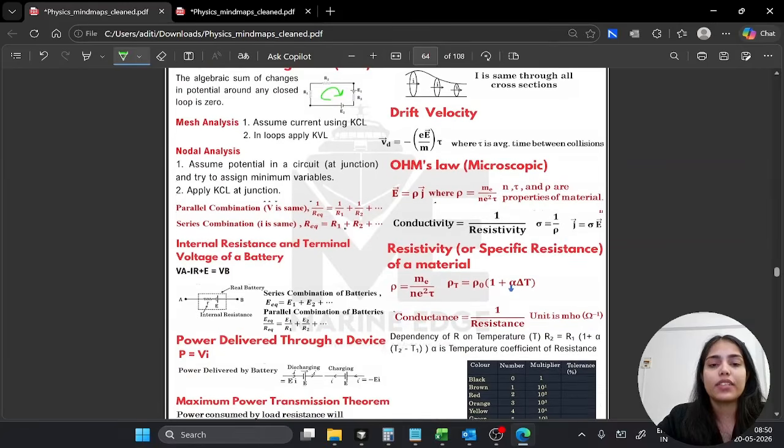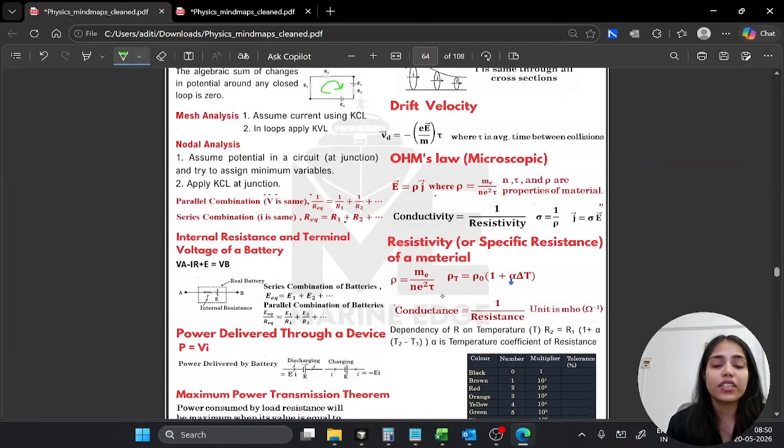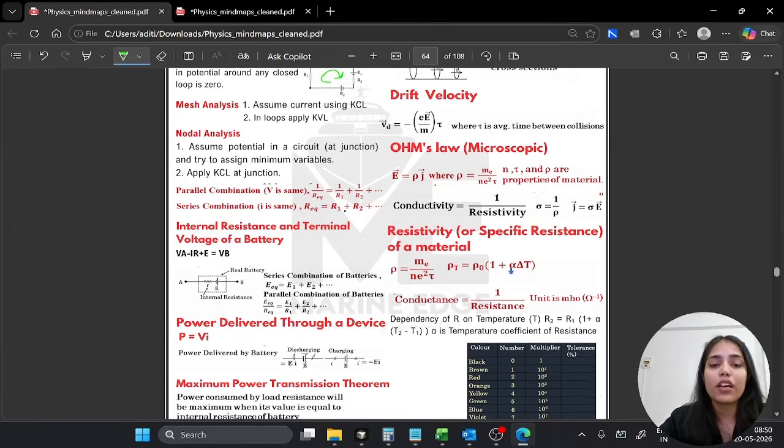Now, node analysis. So, potential in a circuit at a junction. To calculate the potential at some point, or to calculate the flow of current, we use KVL and KCL and apply them at the junction. Now, we have parallel combination. So, next we have resistors. What are resistors? Resistors are devices which offer hindrance in the flow of current.